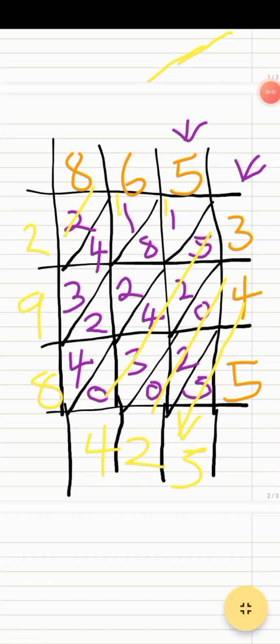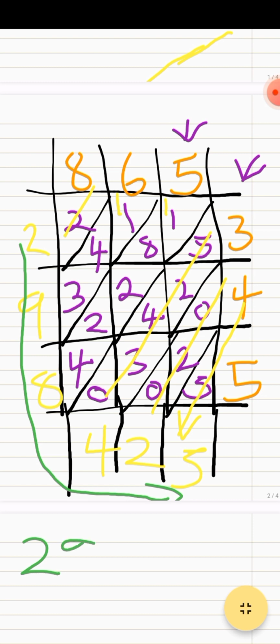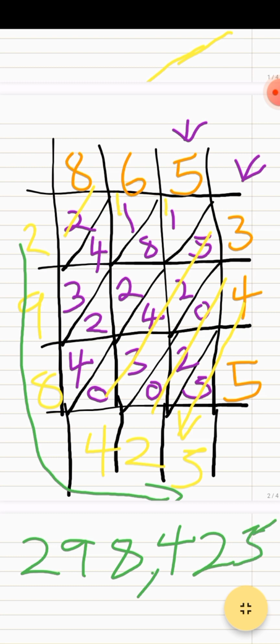After following all the diagonals and having added correctly, this is how we shall get the answer. We simply follow this arrow of numbers, where we shall have 2, 9, 8, 4, 2, and 5. So this is the answer to what we have multiplied. Remember, we have multiplied 865 times 345, and so this is our answer.